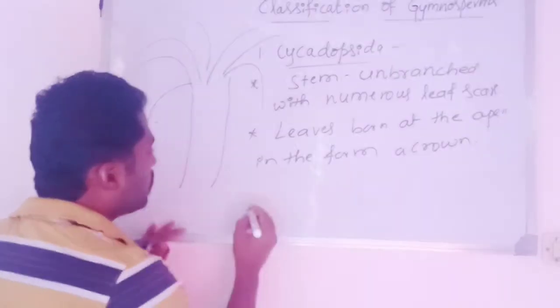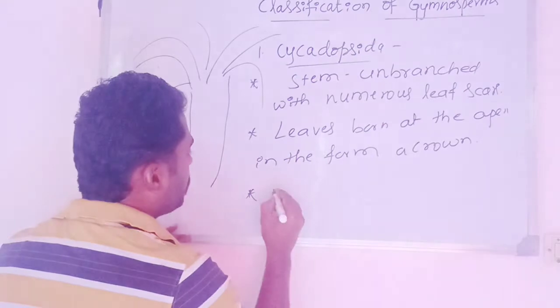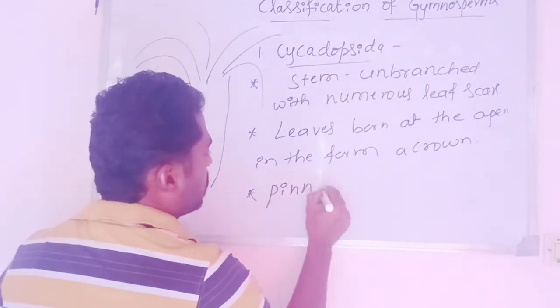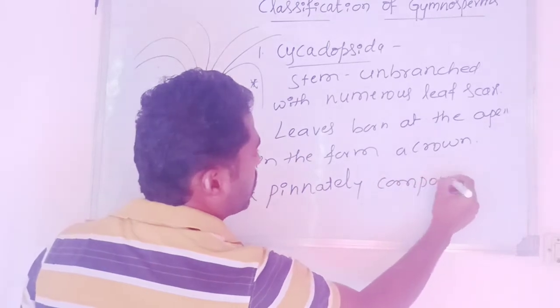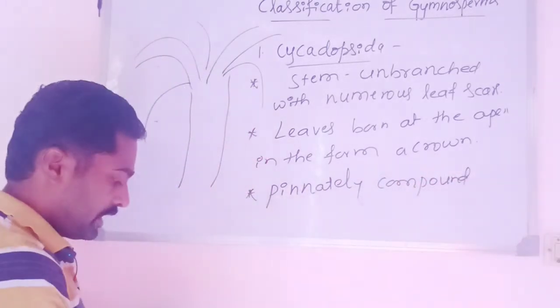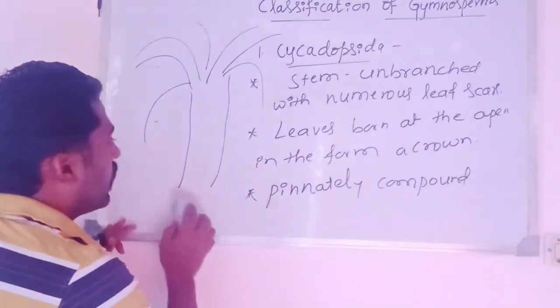Okay, so what is the fern character here? The leaves are pinnately compound. You know what is a pinnately compound leaf? It is where the simple leaf or the lamina is divided into many small leaf-like structures, which are called pinnae or leaflets.